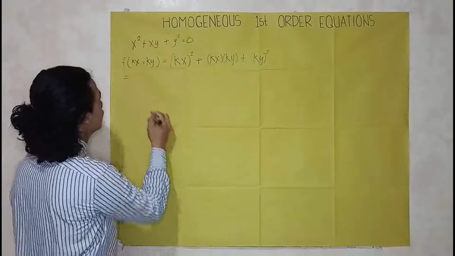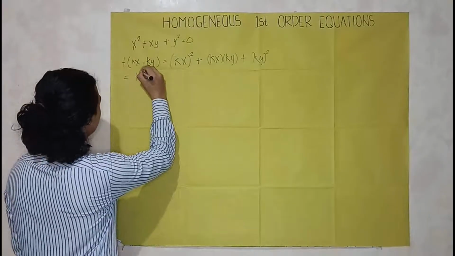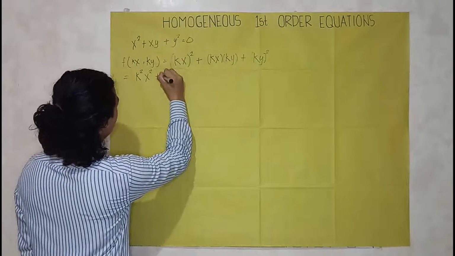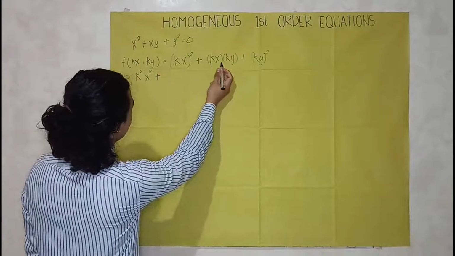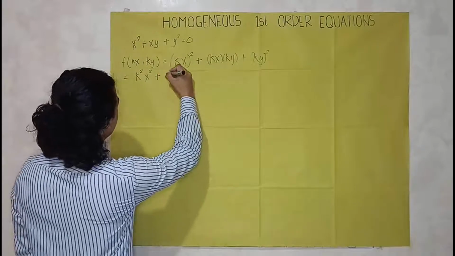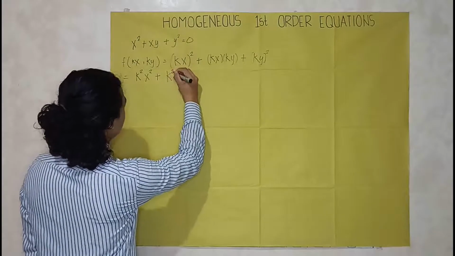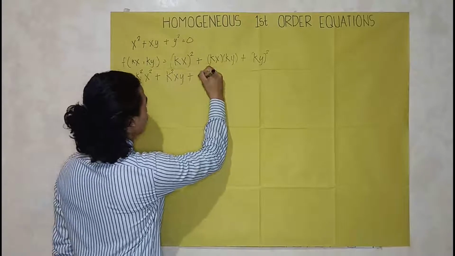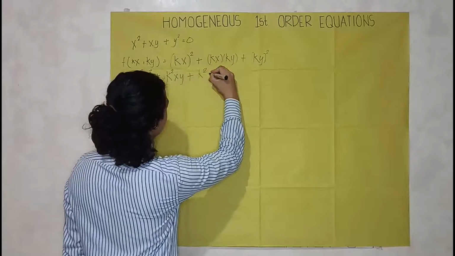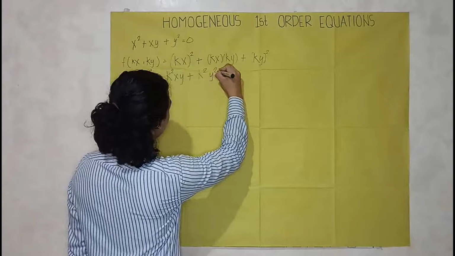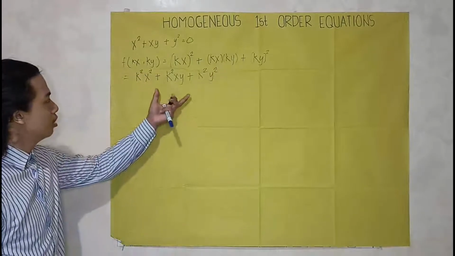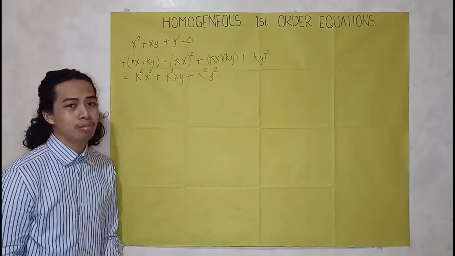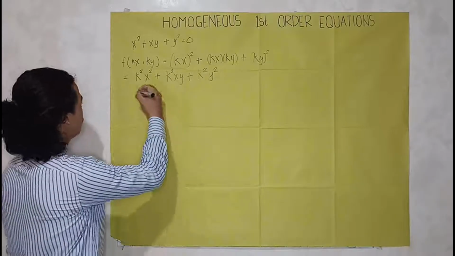Simplify. We have k squared x squared plus, multiply the two terms, we have k squared xy plus k squared y squared. So dito, kailangan nating ilabas or i-factor out yung common term nila, which is k squared.